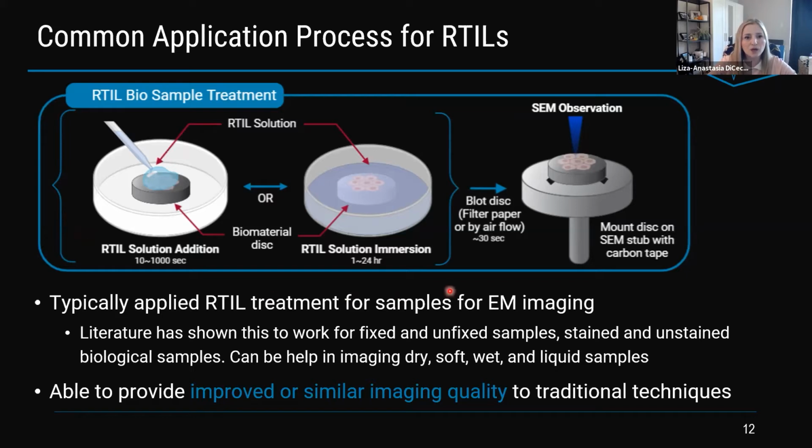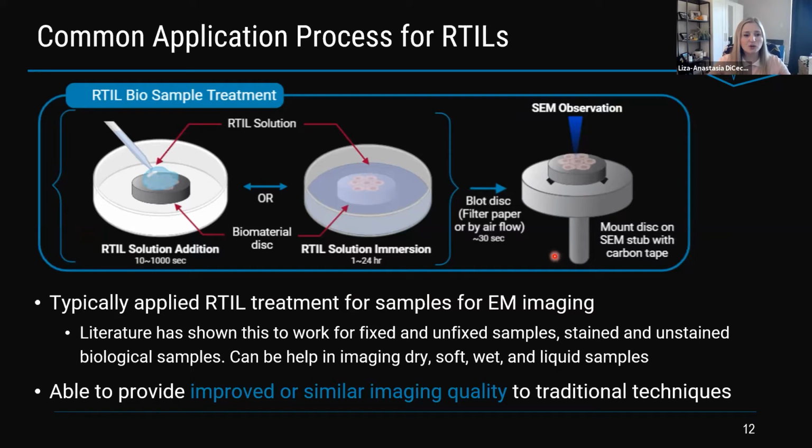And then prior to putting it in the SEM, we do sometimes do a vacuum treatment just in case there's any excess solution being left on the samples. We'll either put it in a desiccator or a vacuum environment for 10 to 30 minutes. And at that point, we would put it in the SEM.